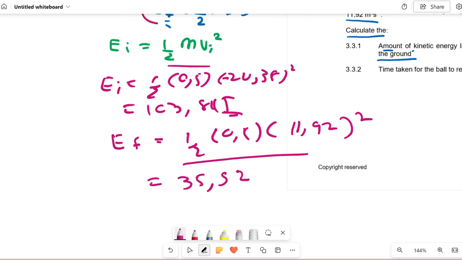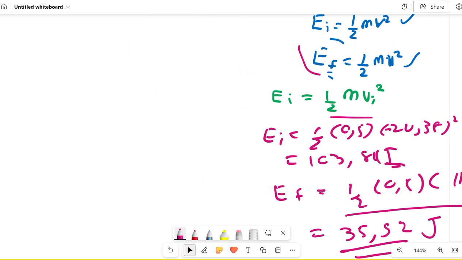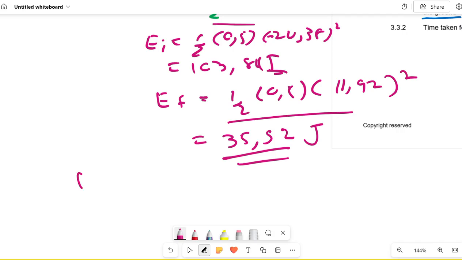So what we do from here is that you're going to find the difference. 103.84 minus 35.52 joules. Find the difference. Tell me what the difference is. 68.32 joules. So this is the kinetic energy lost after it hit the ground. Clear?